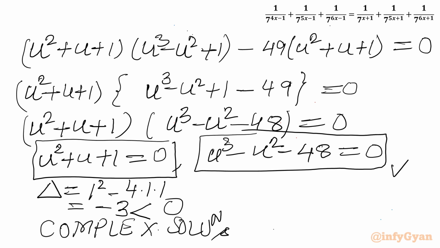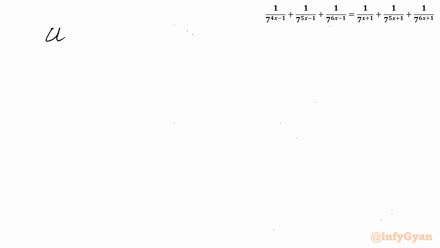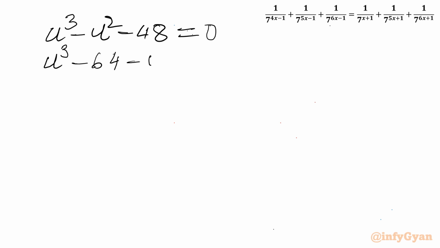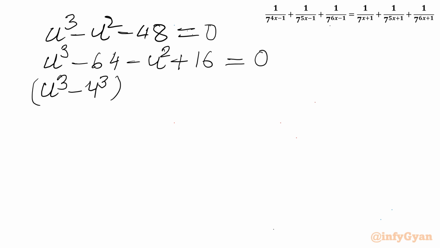Now we have to solve this cubic equation, and I will use the method of factorization. Let me write here u³ − u² − 48 = 0. Let's split 48. So I will be writing u³ − 64 − u² + 16. Minus 64 plus 16 is minus 48. Now I can write u³ − 4³. This is u³ − 64. And here I will take minus common. So in the bracket u² − 16 would be there, which I will write as 4².